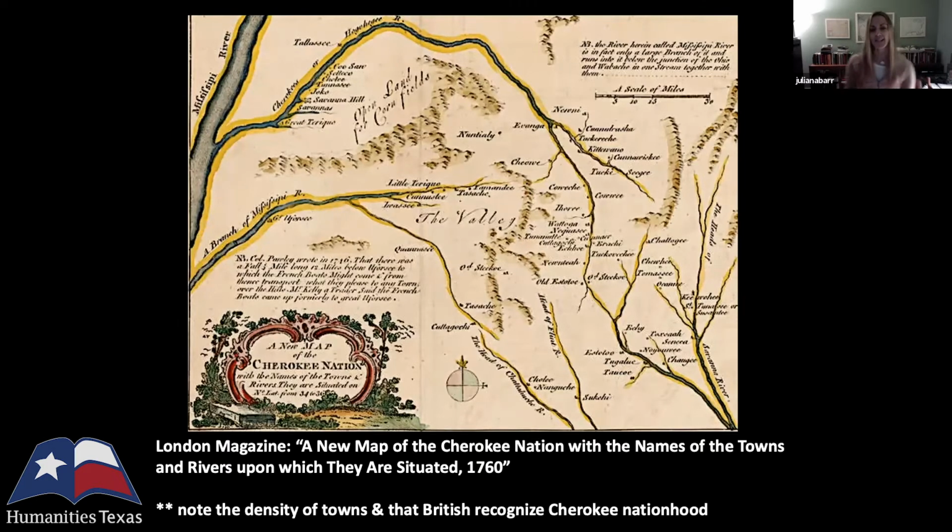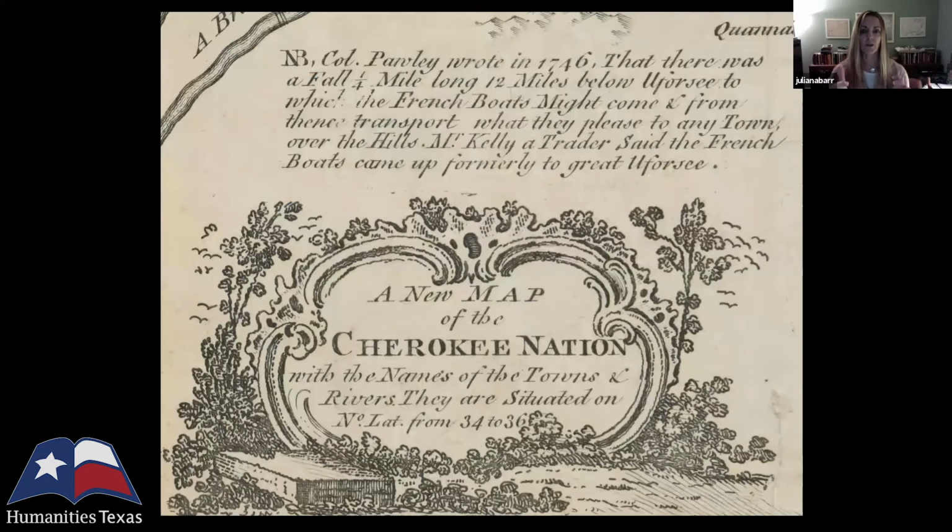And we can see this in very clear ways. I love maps and what they can tell us in terms of sources. Here we've got a British map from 1760, and you can see that they are showing the multiplicity, the density of Cherokee towns across this landscape. And if we zero in on the corner, they are absolutely recognizing that this is the map of a nation.